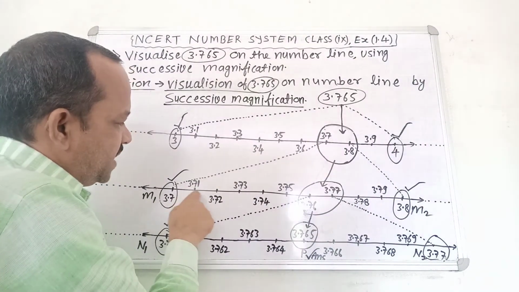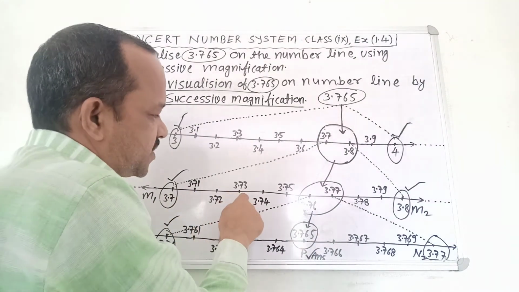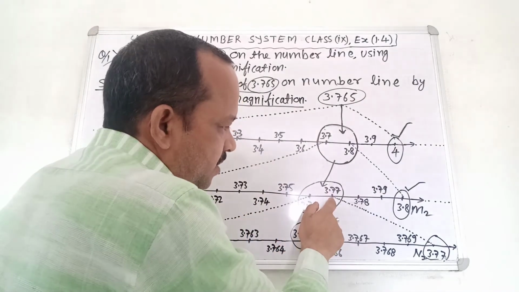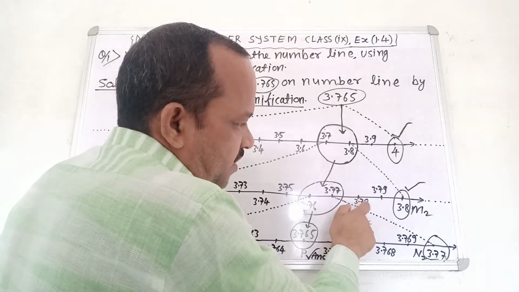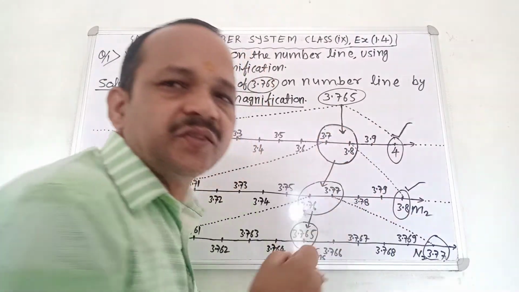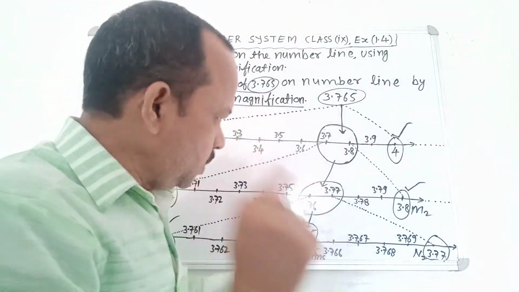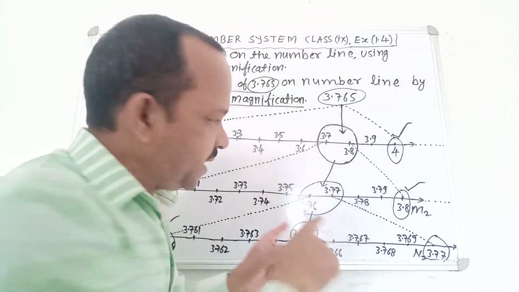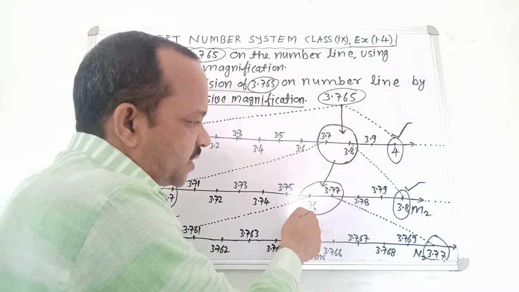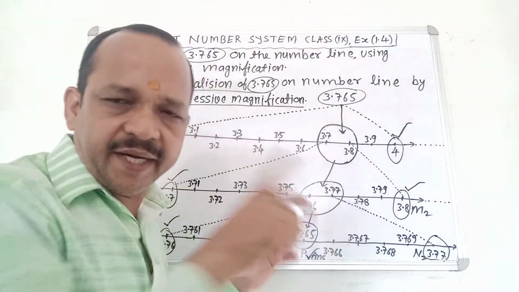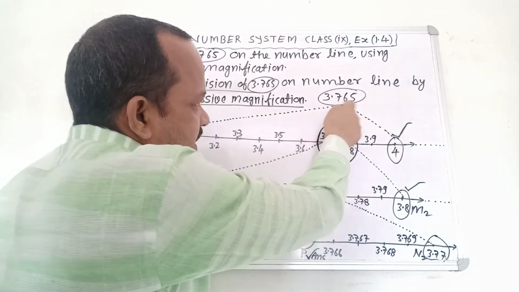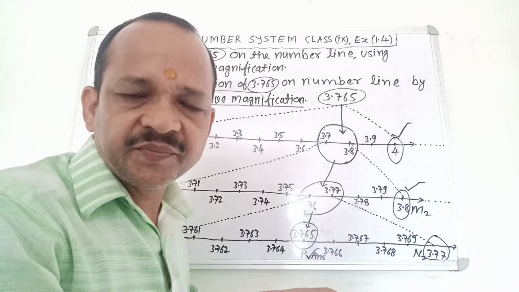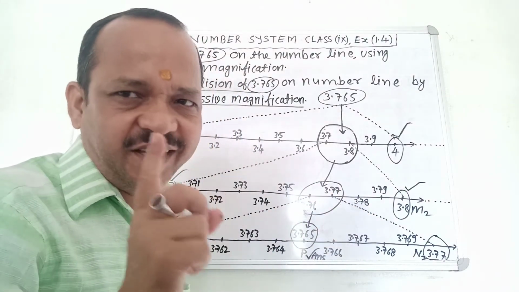Here 3.71, 3.72, 3.73, 3.74, 3.75, 3.76, 3.77, 3.78, 3.79, and here 3.8. Clear? Find the points 3.76 and 3.77 on the number line. Here 3.76 and here 3.77. It means 3.765 lies between 3.76 and 3.77. It is clear. You find the position very easily.